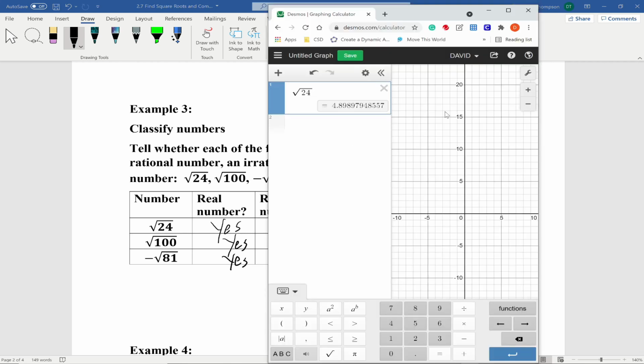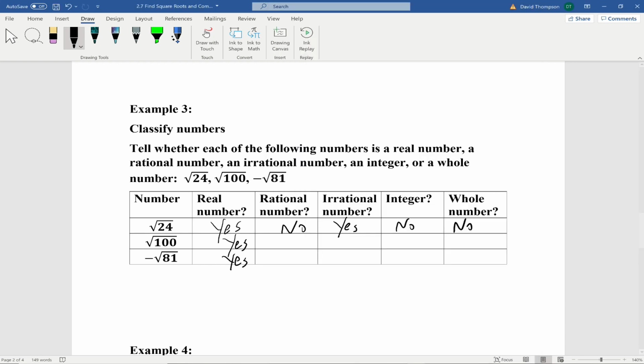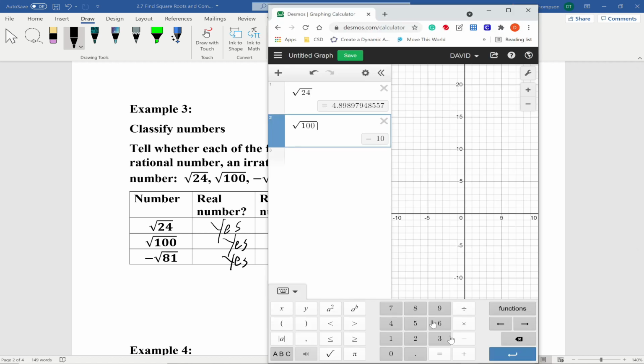Okay, let's find the square root of 100. Square root 100, so that is 10. So is it a rational number? Yes, because 10 can be written as 10 over 1. Is it irrational? No. Is it an integer? Yes. Is it a whole number? Yes.